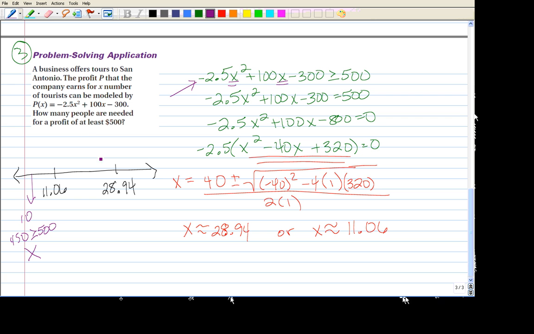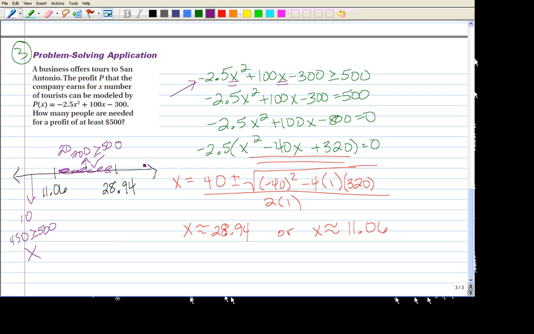Okay, so for the next part, if we plug in a number in between 11 and 28, let's pick 20. If we plug in 20, we'll get a value of 700. Is 700 greater than or equal to 500? Yes, that is greater than or equal to 500. That's true. So we'll shade in between here.